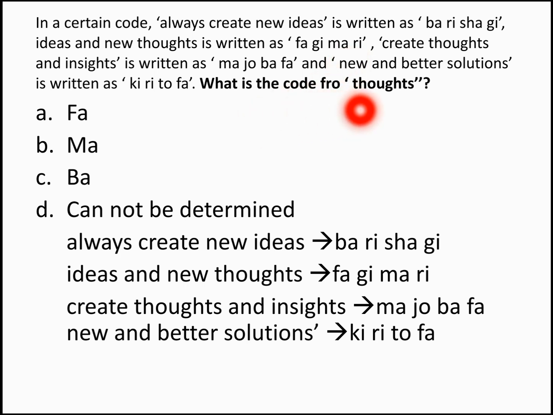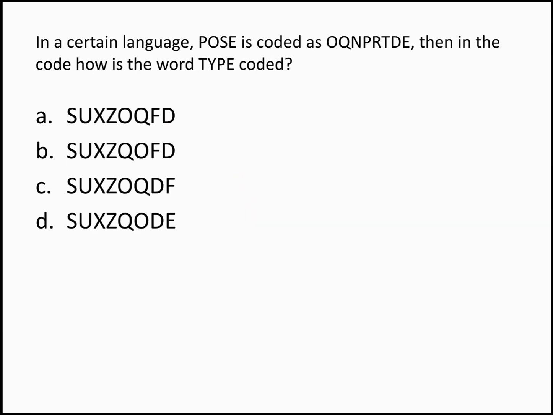What is the code for thoughts? Now, thoughts is in your second and third statement. The one that is common between your second and third statement alone is MA, right? So option B, MA becomes your answer.